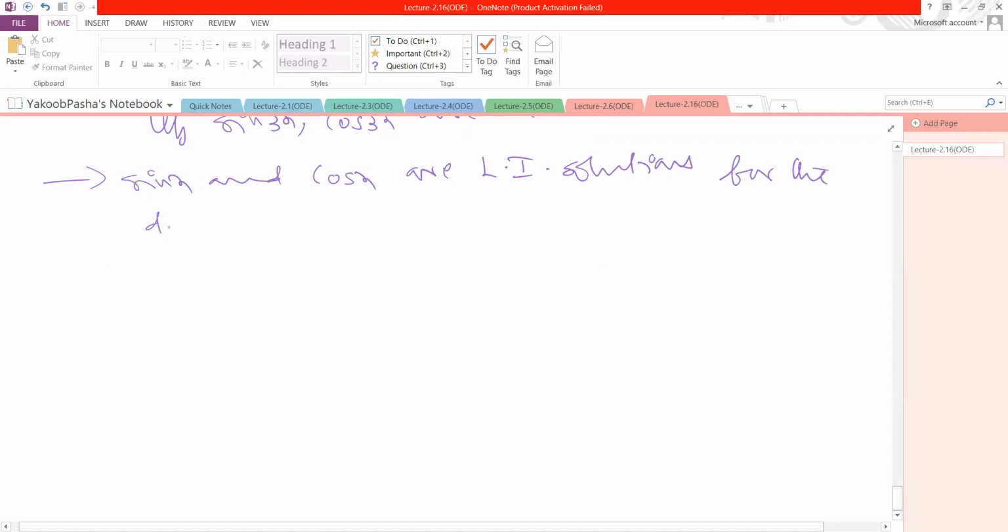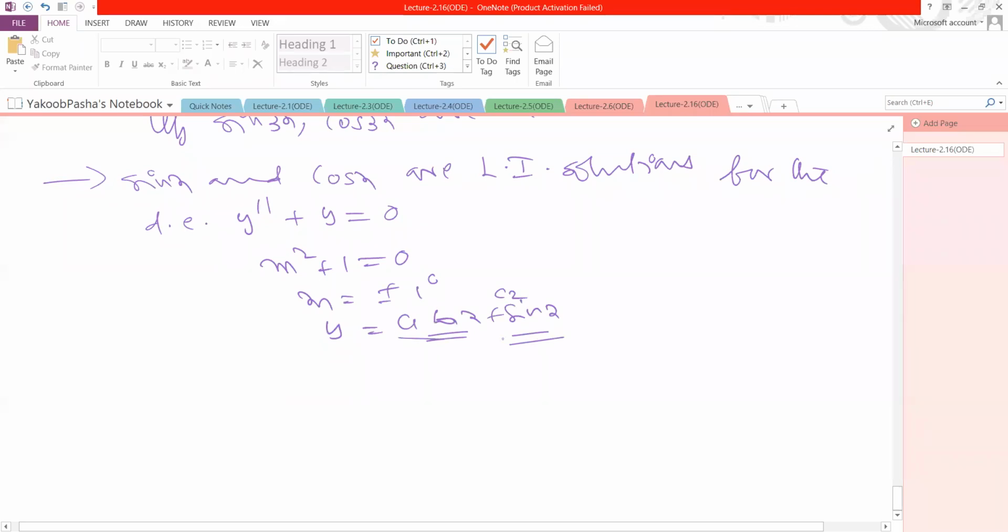For the differential equation y double dash plus y equal to 0, what is the auxiliary equation? m square plus 1 equal to 0, m equal to plus or minus i, y equal to c1 cos x plus c2 sin x. So this is the linear combination. This is a linearly independent solution, and this is a linearly independent solution. The linear combination of linearly independent solutions is also a solution.